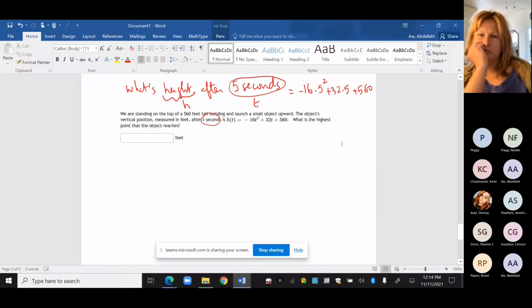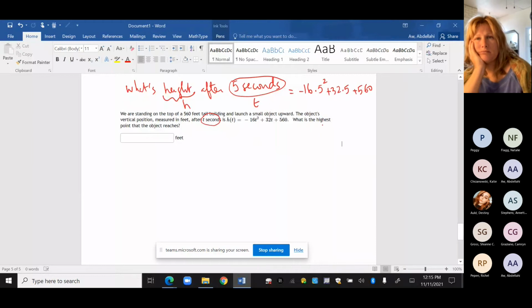People don't like word problems, but the math behind word problems is most of the time some simple math. Don't say, because I have this word problem, it's going to be hard. Most of the time it's not. So what is the height after 5 seconds? I see 5 seconds is a value for the time, so I substitute 5 everywhere I see t.